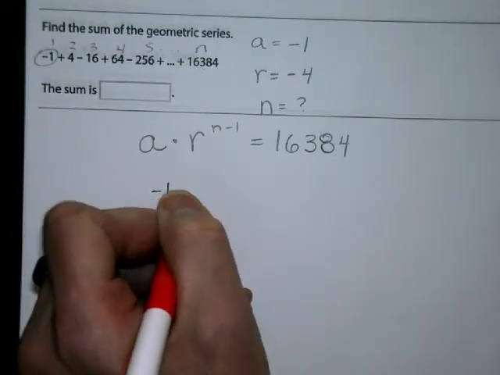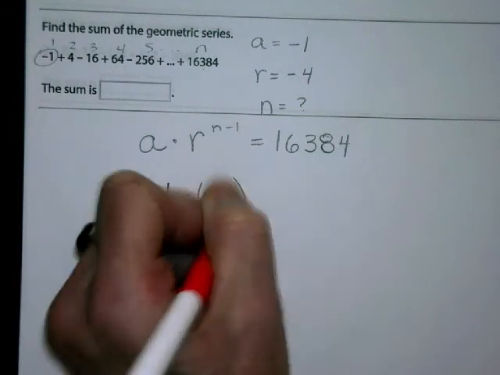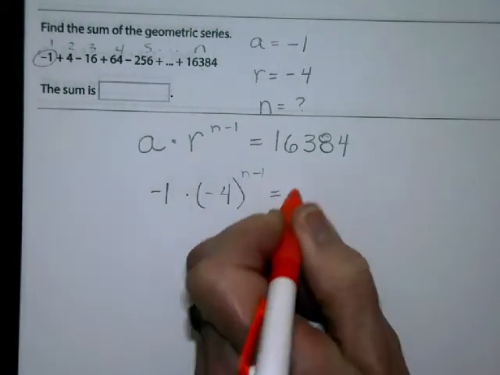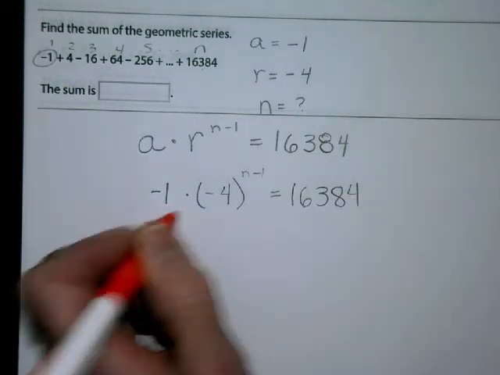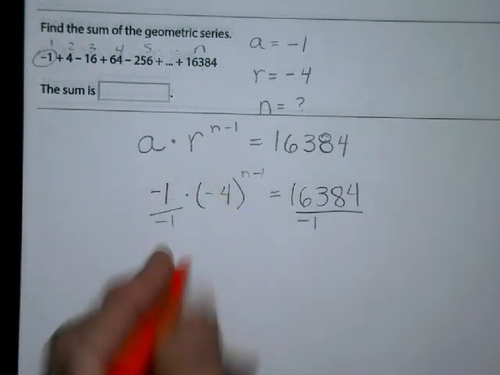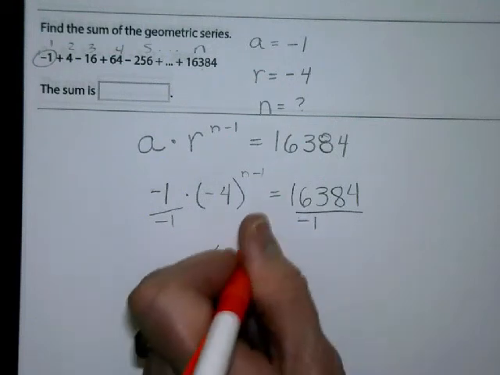So this is 1, 2, 3, 4, 5. We don't know n. So substitute my a in, put in my r. Crazy, huh? Negatives, negatives, negatives. n minus 1 is 16,384. Divide by a negative 1.